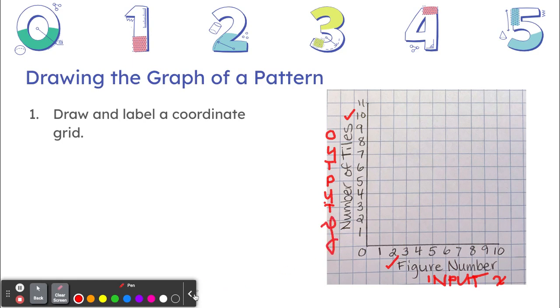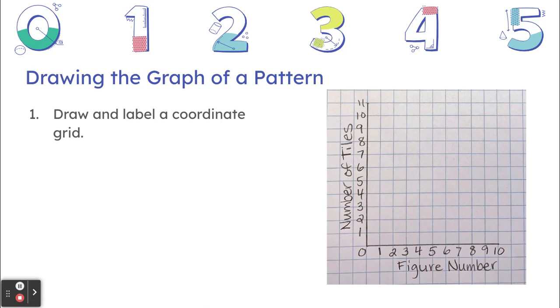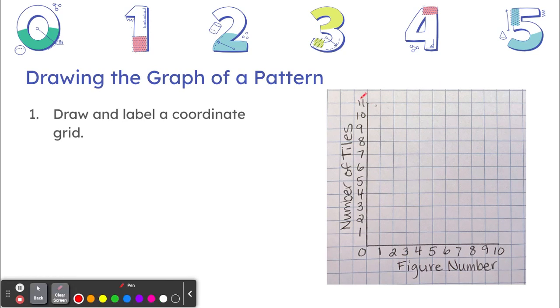Alrighty. So for this table, which has figure number as our input and number of tiles as our output, we label our horizontal axis figure number and our vertical axis number of tiles. Now you may notice that I actually made a 10 by 11 grid this time. And I want you to take a second and think, why did I do that? And if you need a hint, go back and look at that table of values and see what the ordered pairs are, and think about what those ordered pairs represent.